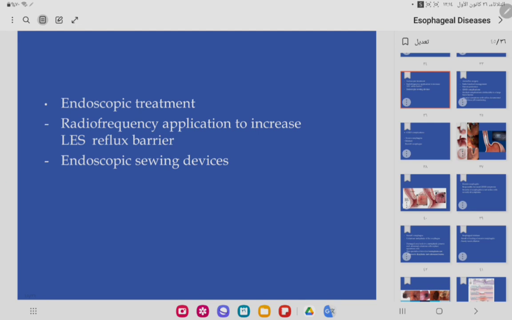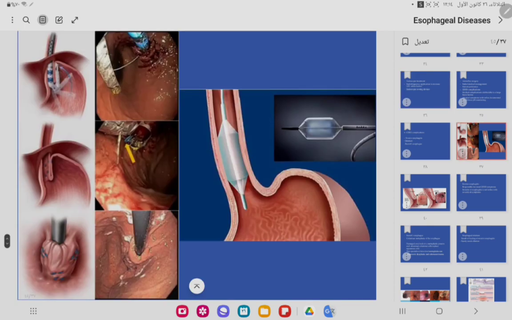Either endoscopic treatment, there is an endoscopic treatment for the reflux, radiofrequency application to increase the lower esophageal sphincter reflex barrier. So radiofrequency might stimulate the nerve endings there and restore the activity of that sphincter. This is part of it.